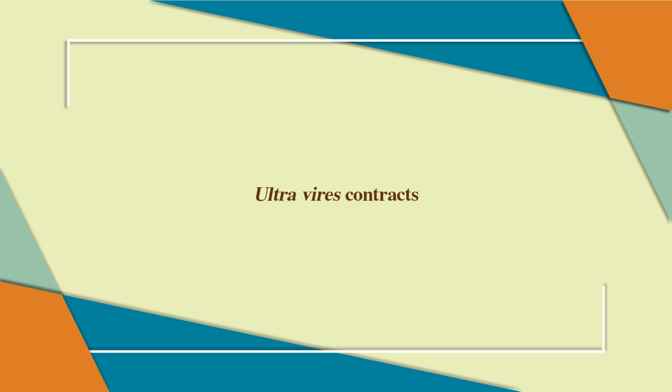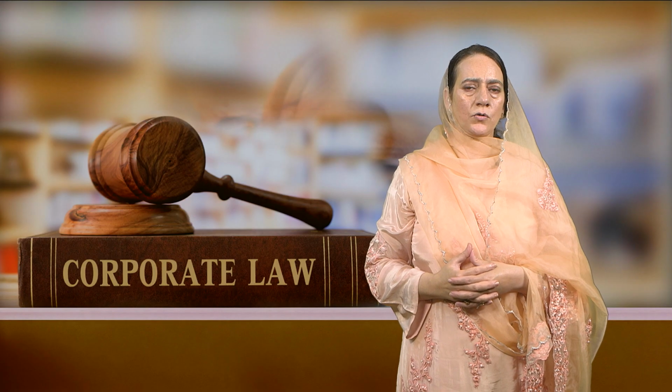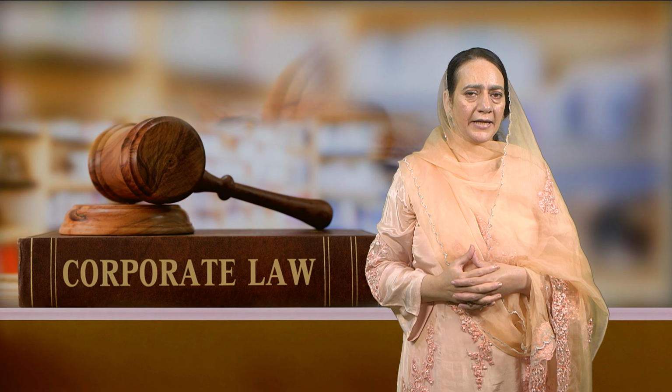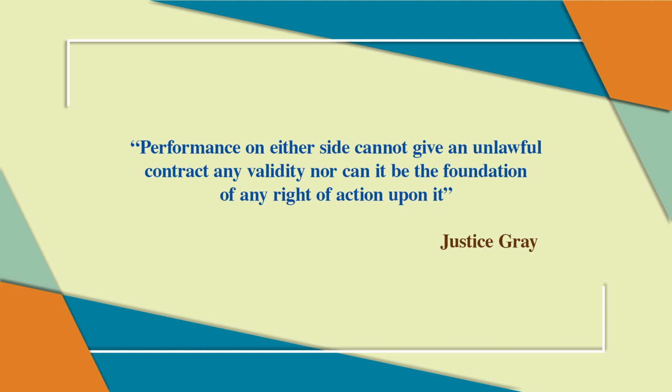Fifth, ultra vires contracts. The ultra vires contracts are void ab initio and therefore cannot become valid by ratification or by estoppel. Justice Gray has observed, and I quote, "Performance on either side cannot give an unlawful contract any validity, nor can it be the foundation of any right of action upon it." Unquote. He further held that in case of any ambiguity in the memorandum of a company, it should be interpreted against the company and in favour of the public in general.